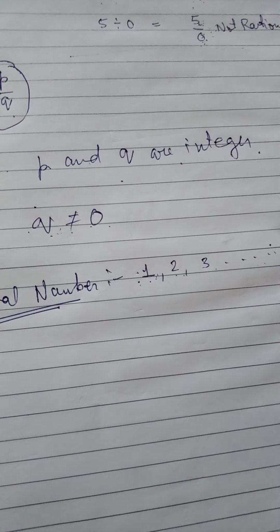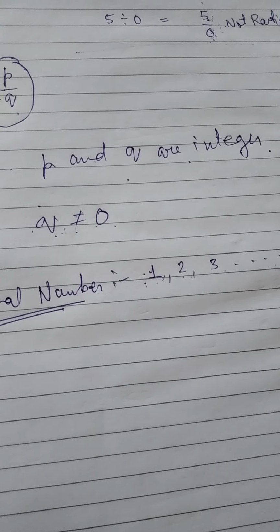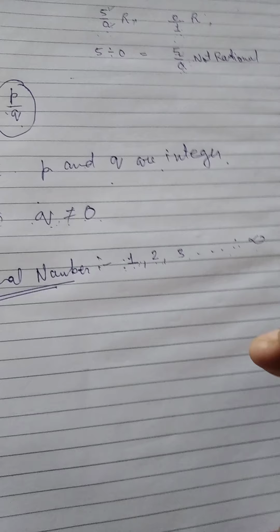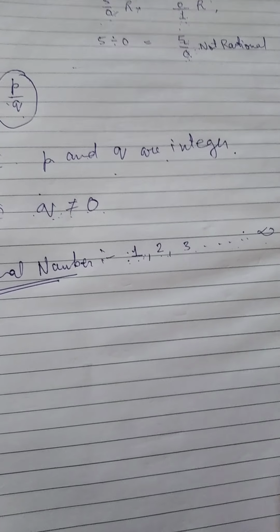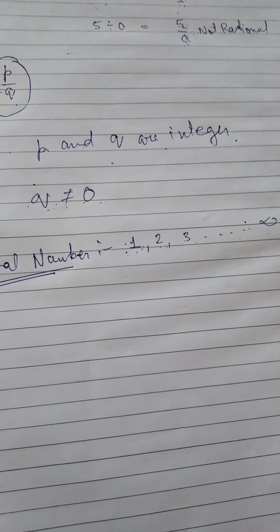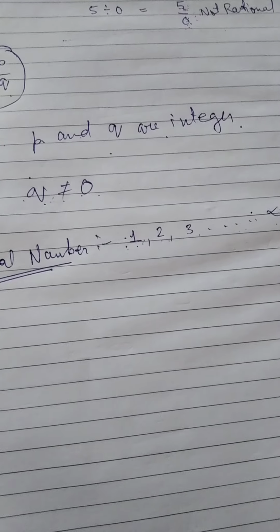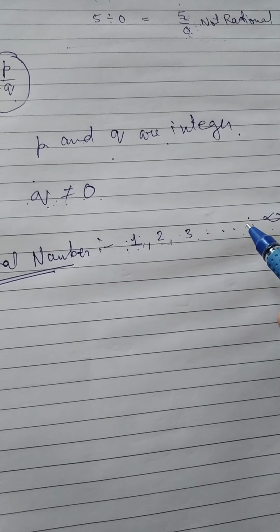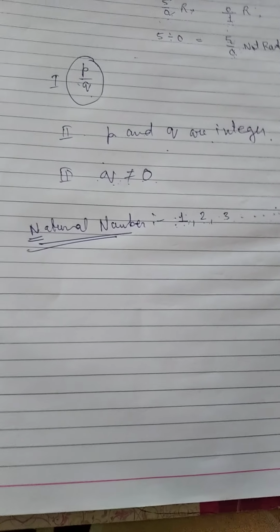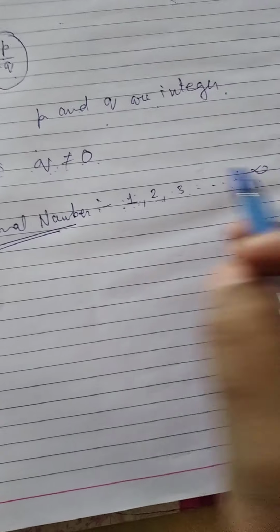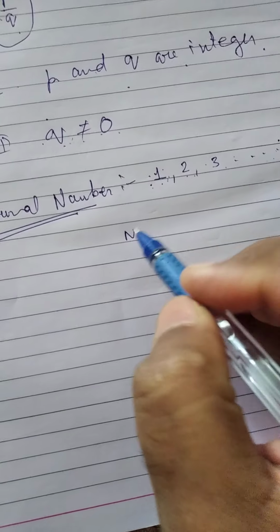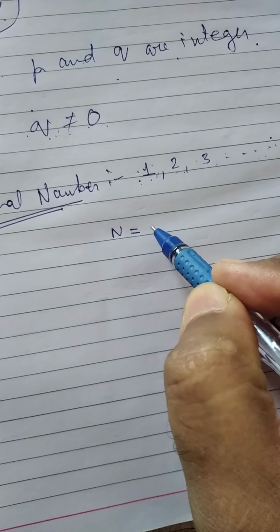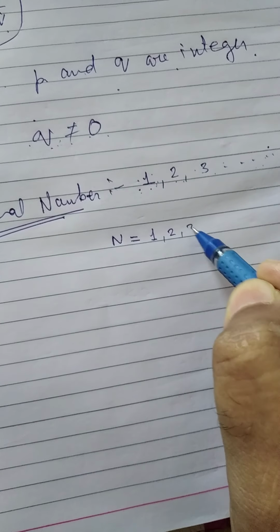Now how can you understand why 1.5 is not a natural number? Because whenever you are counting, you never use 1.5 or 2.5 or 2.9 as a counting number. You are using only 1, 2, 3. So these are the natural numbers, the counting numbers. Clear? So we denote natural numbers by capital N, and capital N means natural numbers: 1, 2, 3.